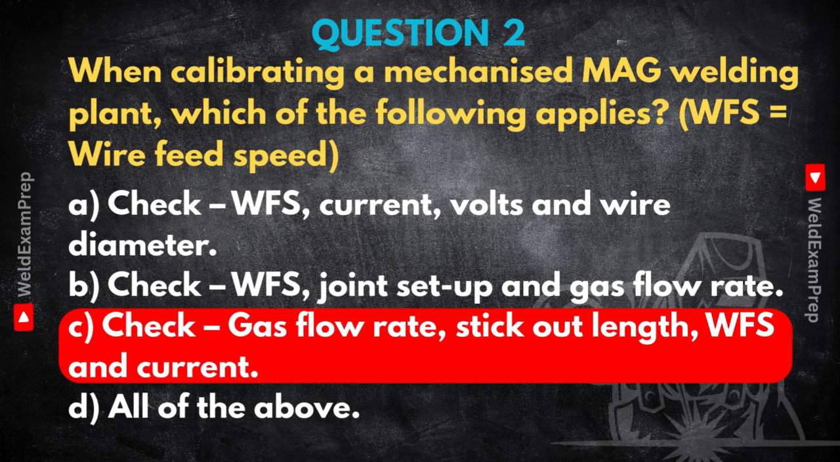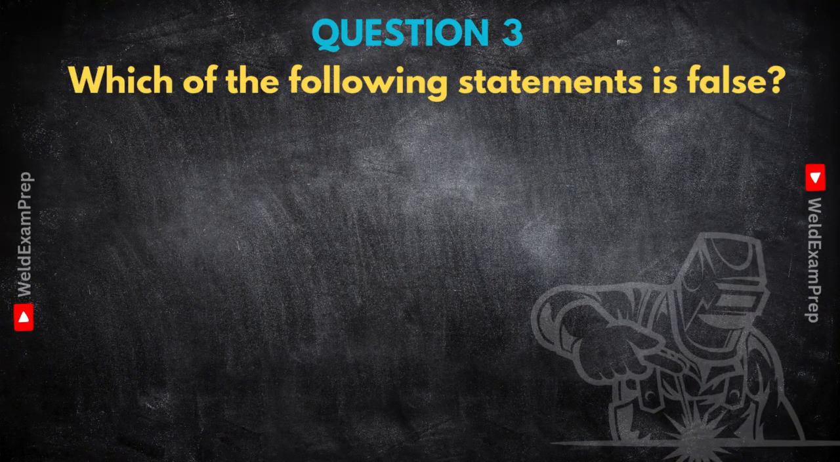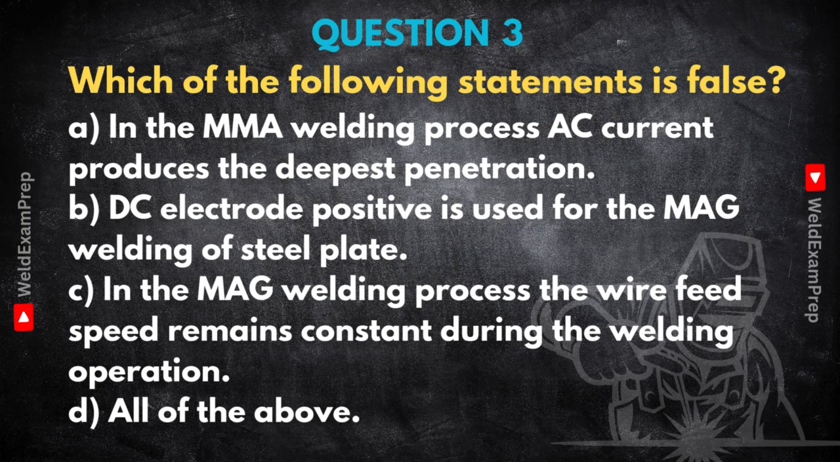Absolutely. Okay, moving on. Our next question asks you to spot the odd one out, the incorrect statement. These can be a bit tricky. Yeah, you have to know what's true to find the false one. Exactly. Question 3. Which of the following statements is false? Options are A. In the MMA welding process, AC current produces the deepest penetration. B. DC electrode positive is used for the angle welding of steel plate. C. In the angle welding process, the wire feed speed remains constant during the welding operation. Or D, all of the above. Remember, find the false one.